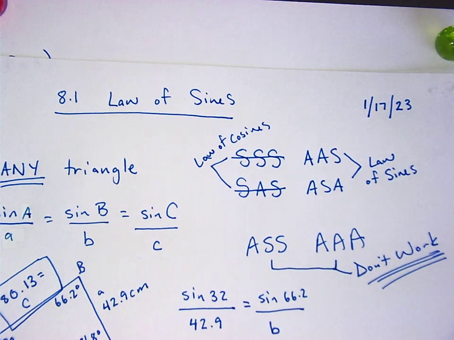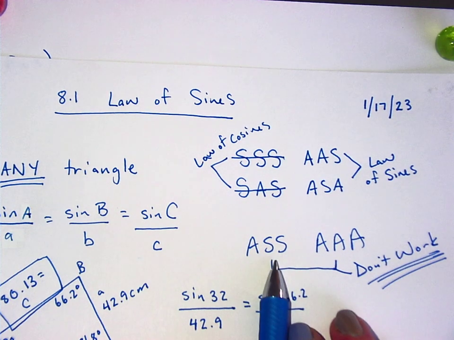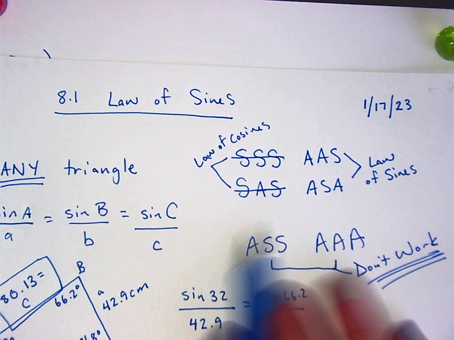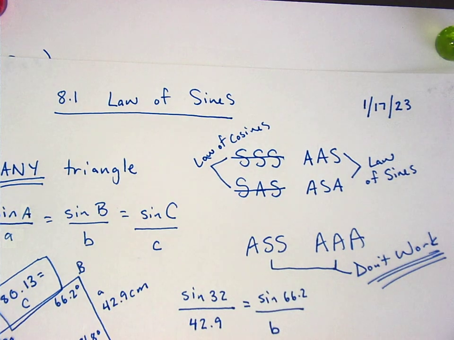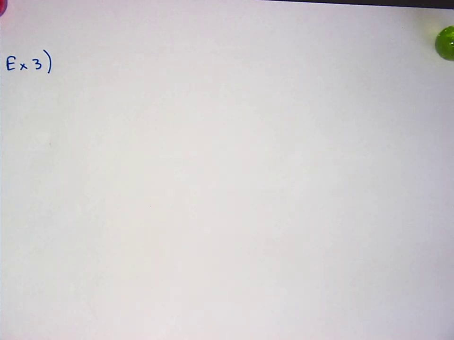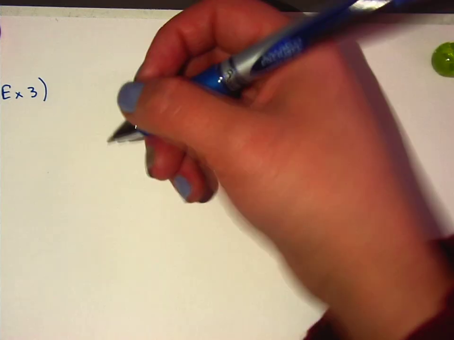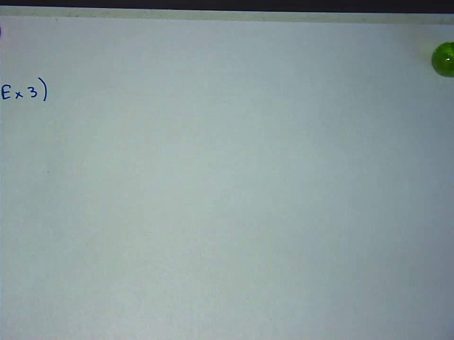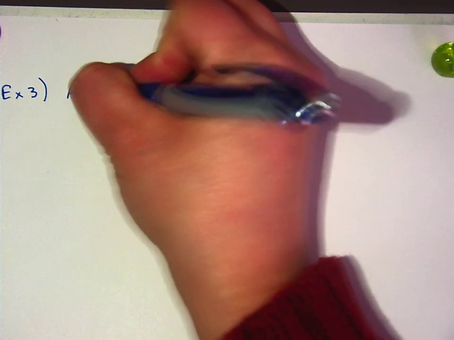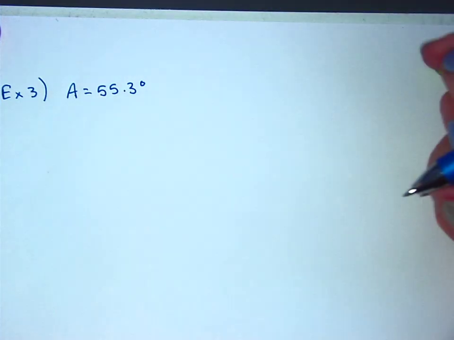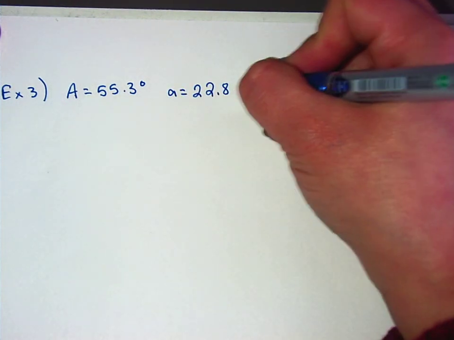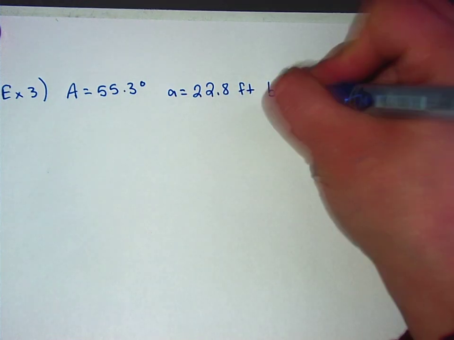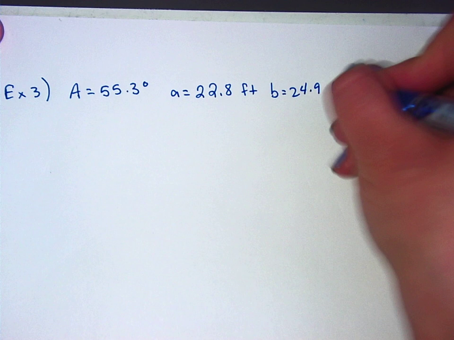Terrifying. Okay, now I'm going to show you an example. So for example 3, I'm going to show you one with an SSA, and I'm going to show you how it could actually end up being two different triangles, which one of your homework problems will be like that too. Okay, so we're going to try to draw it really nicely here. Here we go. The first thing you need to know is that capital A is 55.3 degrees. And little a is 22.8 feet. And little b is 24.9 feet.